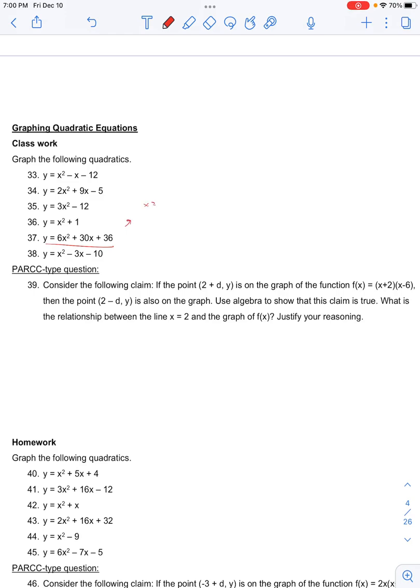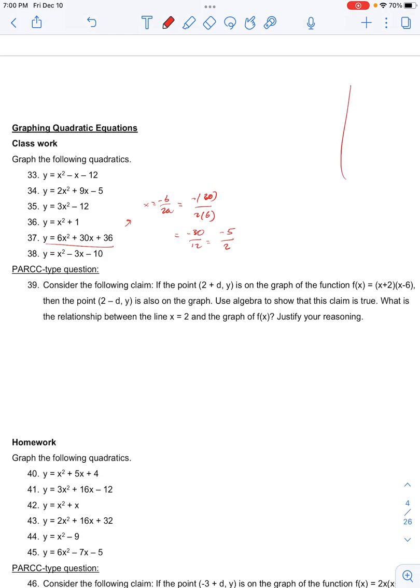So the vertex occurs at negative b over 2a, which is negative 30 over 2 times 6, which is negative 30 over 12. We can simplify that. Dividing by 6, we have negative 5 over 2.